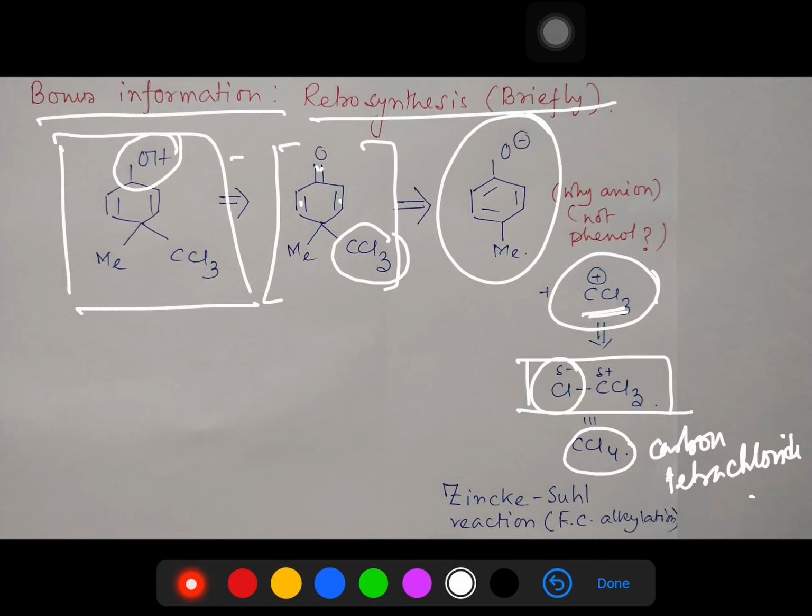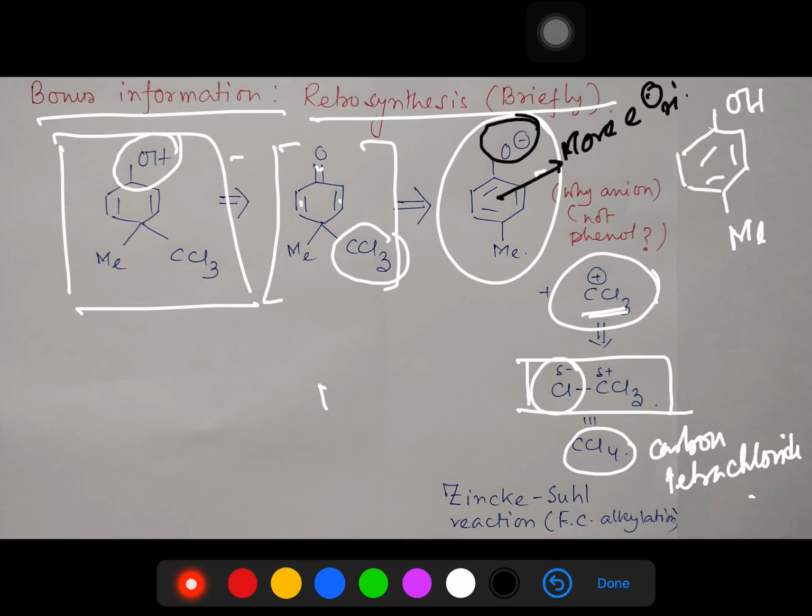Fine. Now let's come to this point. Why this phenolate? If you compare this with phenol, where is the problem? Or better to say, discuss 4-methylphenol. See, after deprotonation, this nucleus becomes more electron rich, means active. It becomes active for aromatic electrophilic substitution, and proof of this concept you have already read, that is the Reimer-Tiemann reaction.